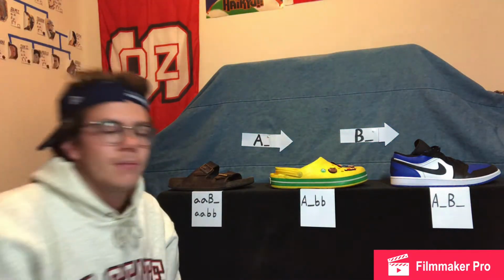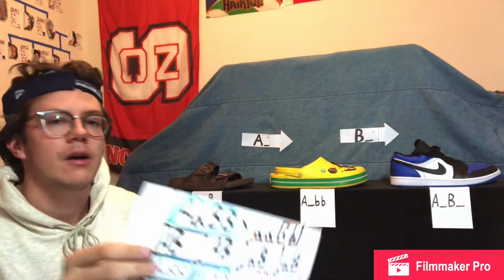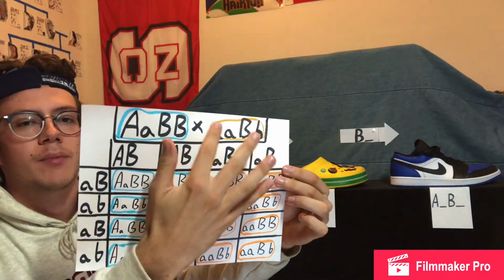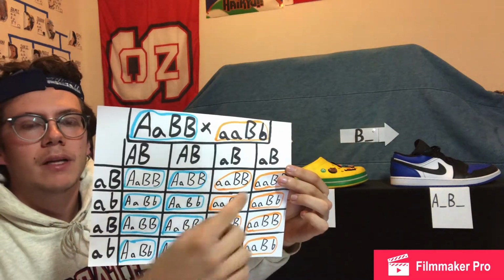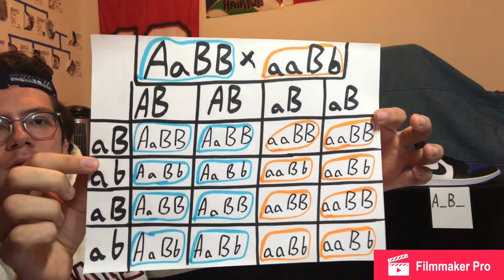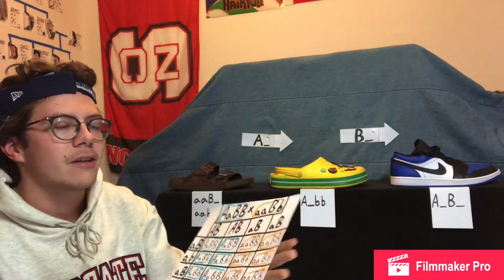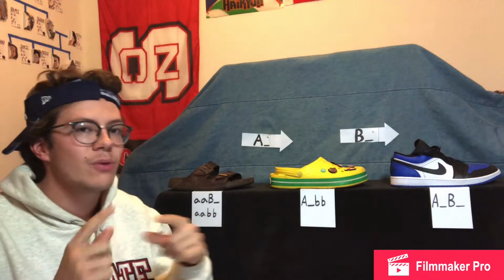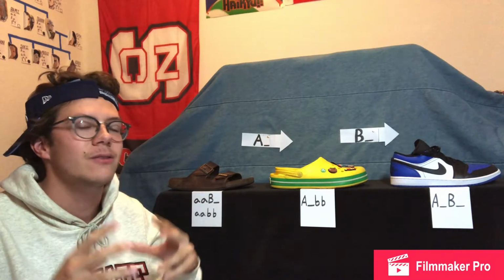So now to add some extra fun to our problem, we can cross a blue and a brown shoe. And I've shown that cross right here. We have the blue, big A, big B, crossed with the brown, little a, big B. And what we get is an 8 blue to 8 brown shoe ratio. And so what this cross and the last cross prove is that 2 different genotypes can lead to the same phenotype.